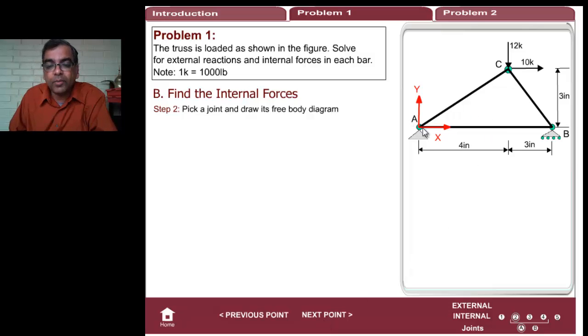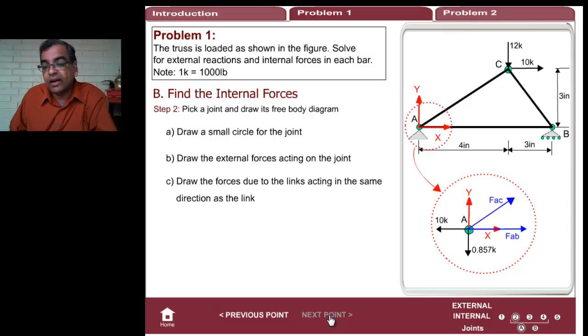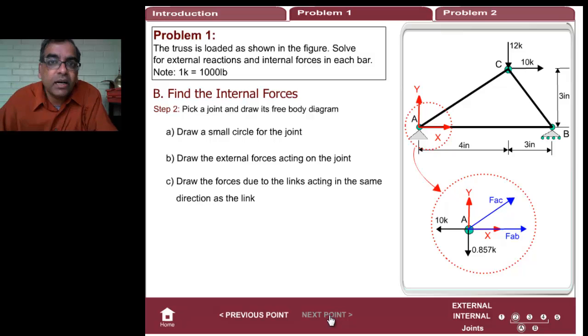Now let's start. I'm going to draw the free body diagram for point A. There's pin A. There are the external forces. There are the internal forces. The internal forces are drawn as if they are pulling at the link. So that means if I get a positive number, it is pulling and so it's tension. If I get a negative number, it's pushing and so it's compression. Got it? Okay, very good.